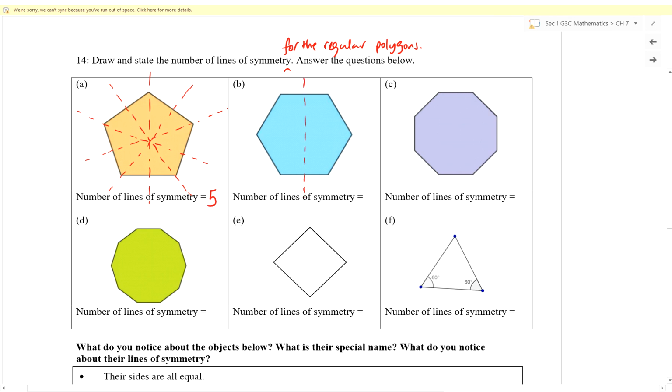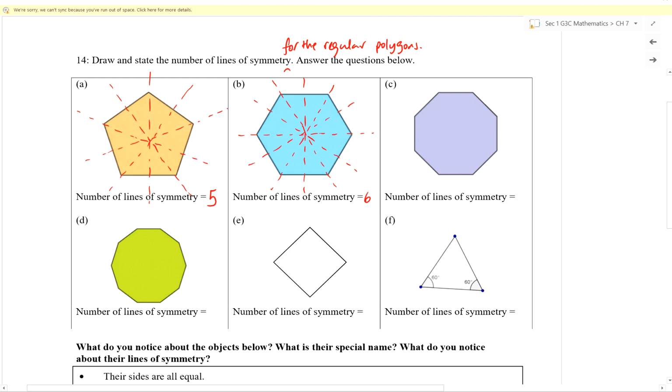One, two, three. Are there more? Do you have more? 4, 5, and 6. Do you see a pattern?